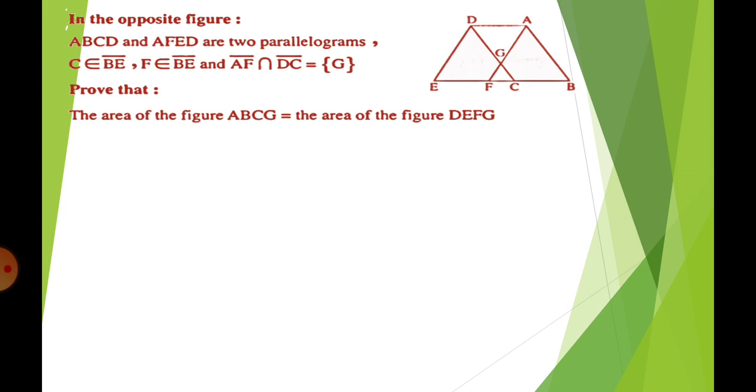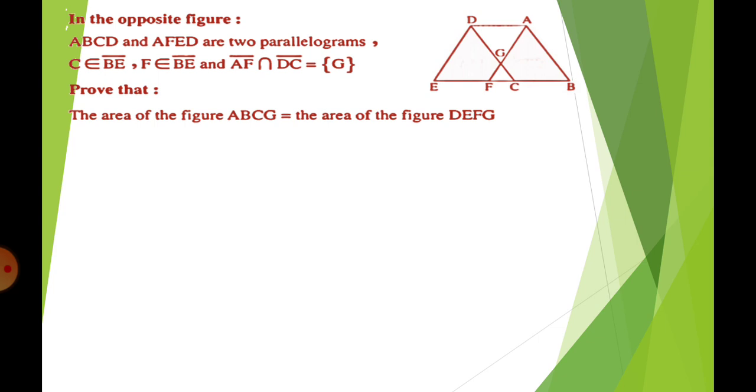Number one, here we have two parallelograms with the common base AD. We have two parallelograms ABCD and another parallelogram AFED. The two parallelograms with a common base AD and the two other bases BC and EF on the same straight line which is parallel to the base, then we can write the area of ABCD equals the area of AFED.